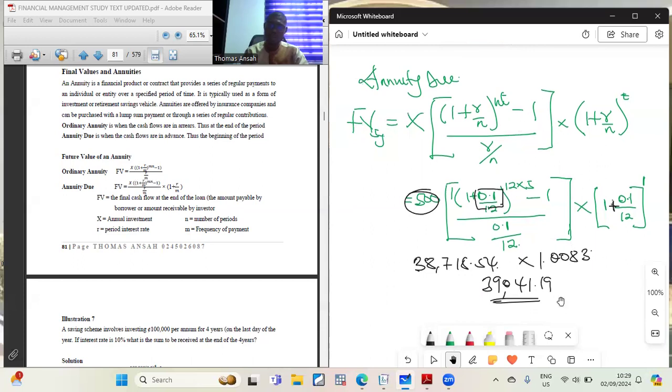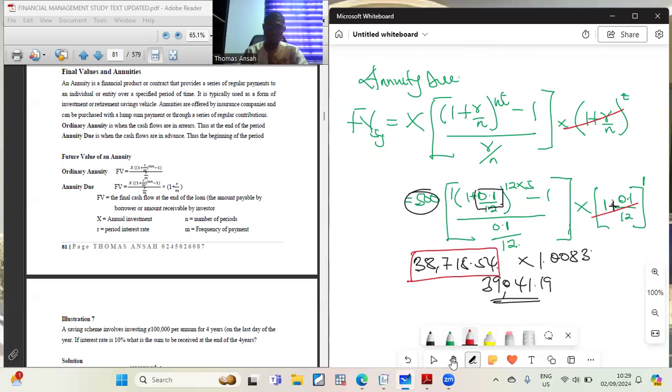Now, with the same formula, assuming you were doing it for the annuity due, the only thing is that this part of the equation will not happen, and your final answer would have been this one. All right, so basically, that is that.